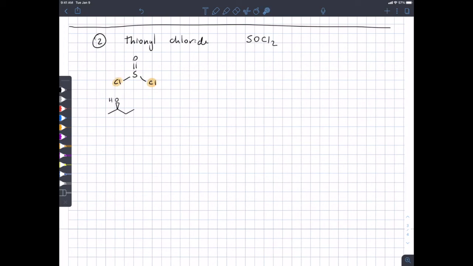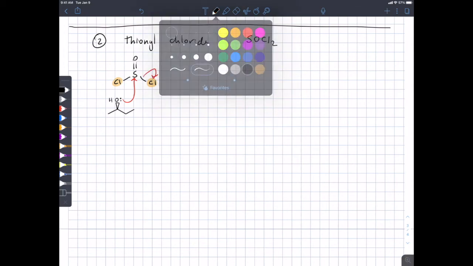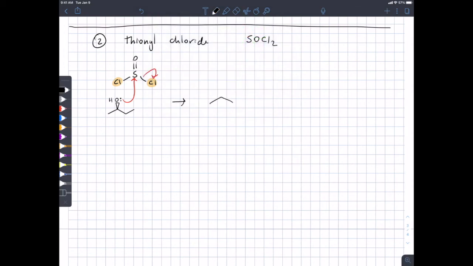You may not know from first principles how this reagent works. That's fine. The electronegative chlorines make the sulfur electron poor. That makes it easy for the lone pairs on the oxygen to attack the sulfur, probably in the sulfur chloride sigma star, and the leaving group leaves. And that then generates the following intermediate.